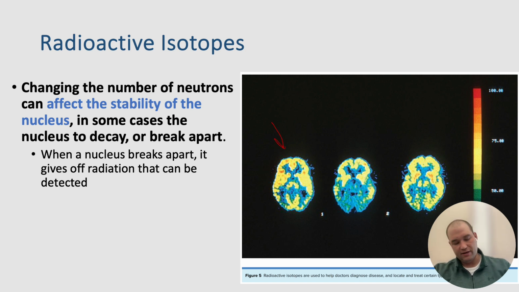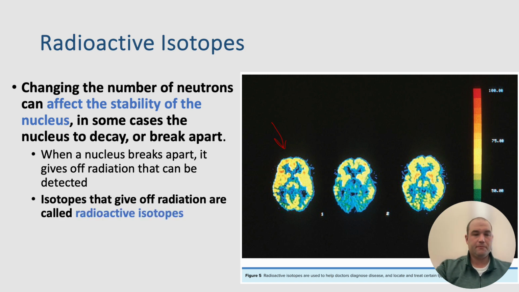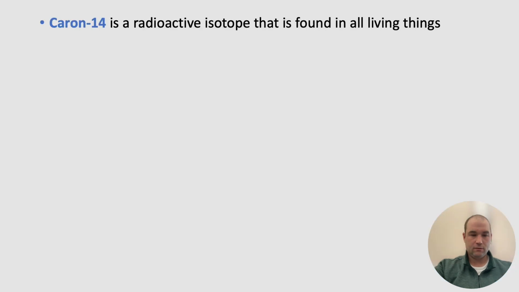And you can see that radiation in this mapping right here of the different levels. So an isotope that gives off radiation is called a radioactive isotope. Now that leads us to a radioactive isotope of carbon-14 that is found in all living things.